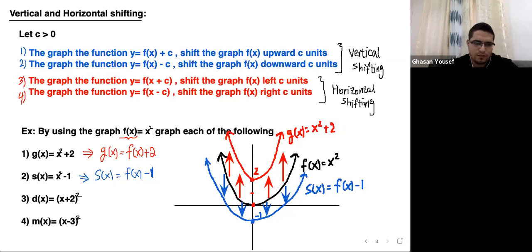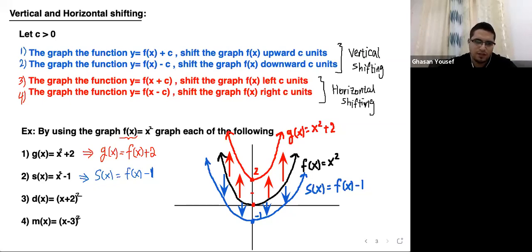Okay, now let's do number 3. What is number 3? Which one from 1 to 4 should I use? Which rule should I use? Eric said number 3. I have to use number 3. This is correct, exactly. So my original function is f of x equal x squared.